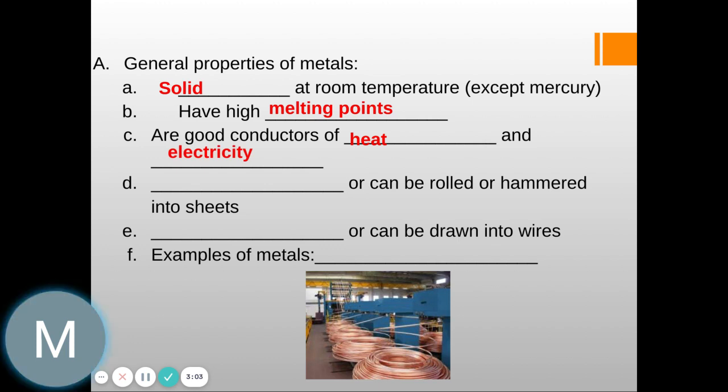And just a few characteristics. They're malleable, which means that they can be bent easily. They can be rolled or hammered into sheets. And then they're also ductile. There's a picture right there of copper wiring being made. So ductile means they can be drawn into wires.